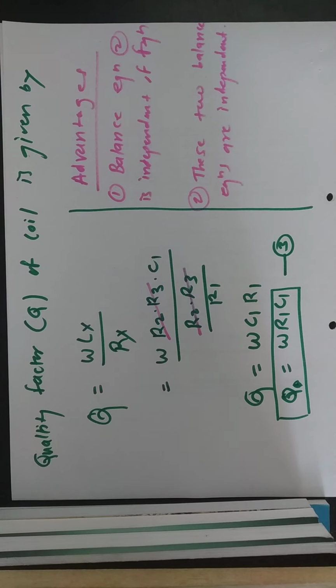And at the end of the equation we have the capacitor term C1, as well as the two known resistance values. The advantages of this circuit are that balance equation 2 is independent of frequency, because we have eliminated the omega term, and the second advantage is that these two balance equations are independent.